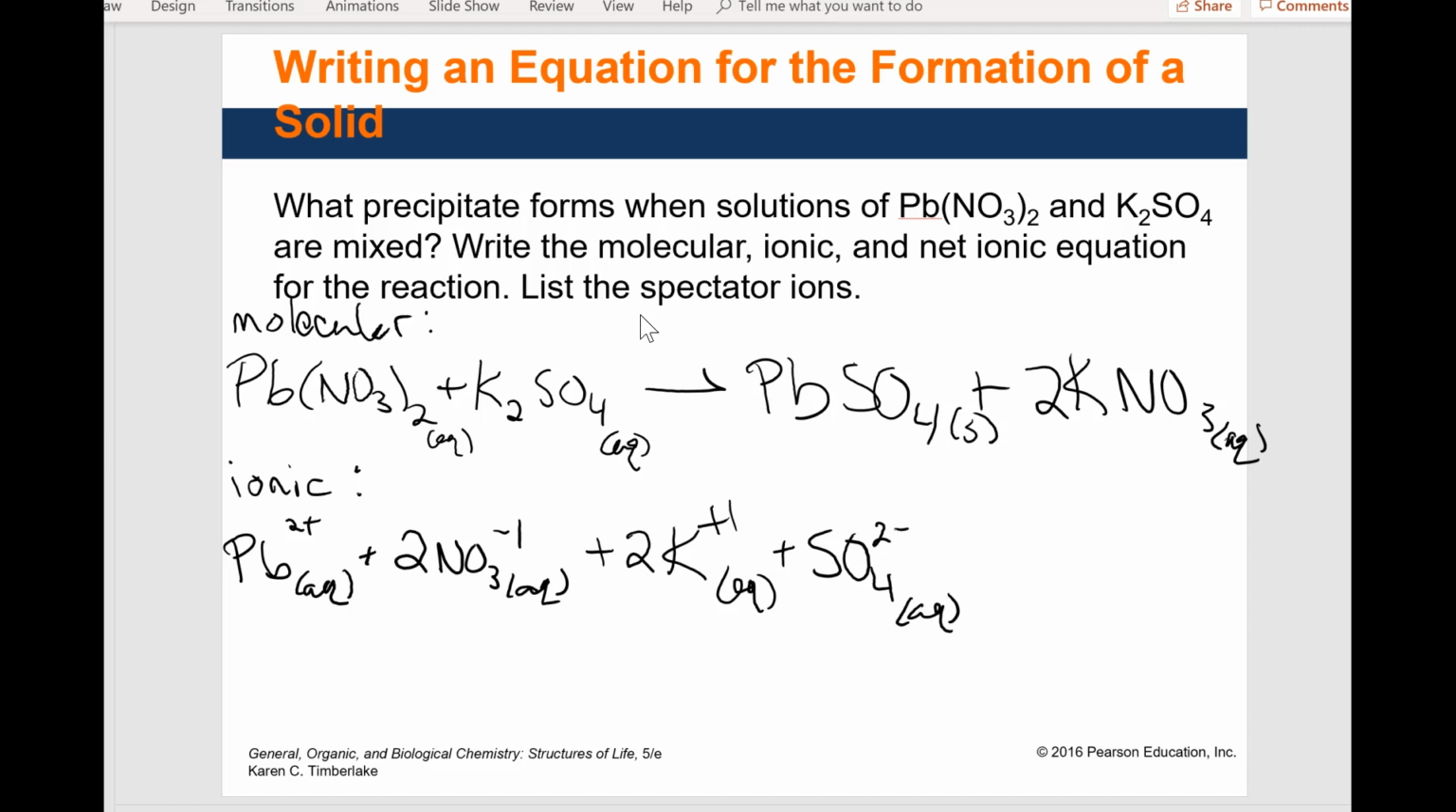All right, so we break them apart into their component ions if they're aqueous, which means on our product side, we have lead sulfate, solid. It does not break apart because it's solid.